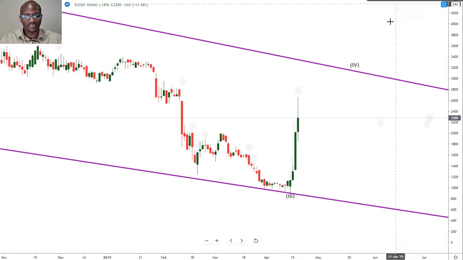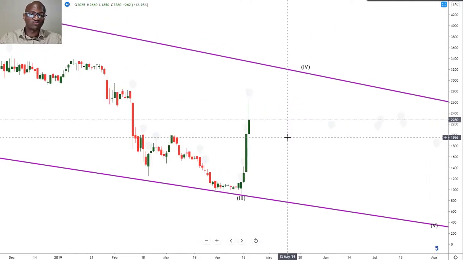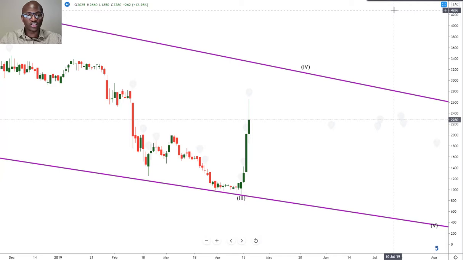And the very next day, 17 April, another headline, "EOH soars on turnaround plan. Shares in EOH doubled in value since Monday." So it seems like the new CEO is starting to have an impact in the market now. The share is starting to pick up and confidence is starting to return to EOH. And now let's see what happens to the share price after that.